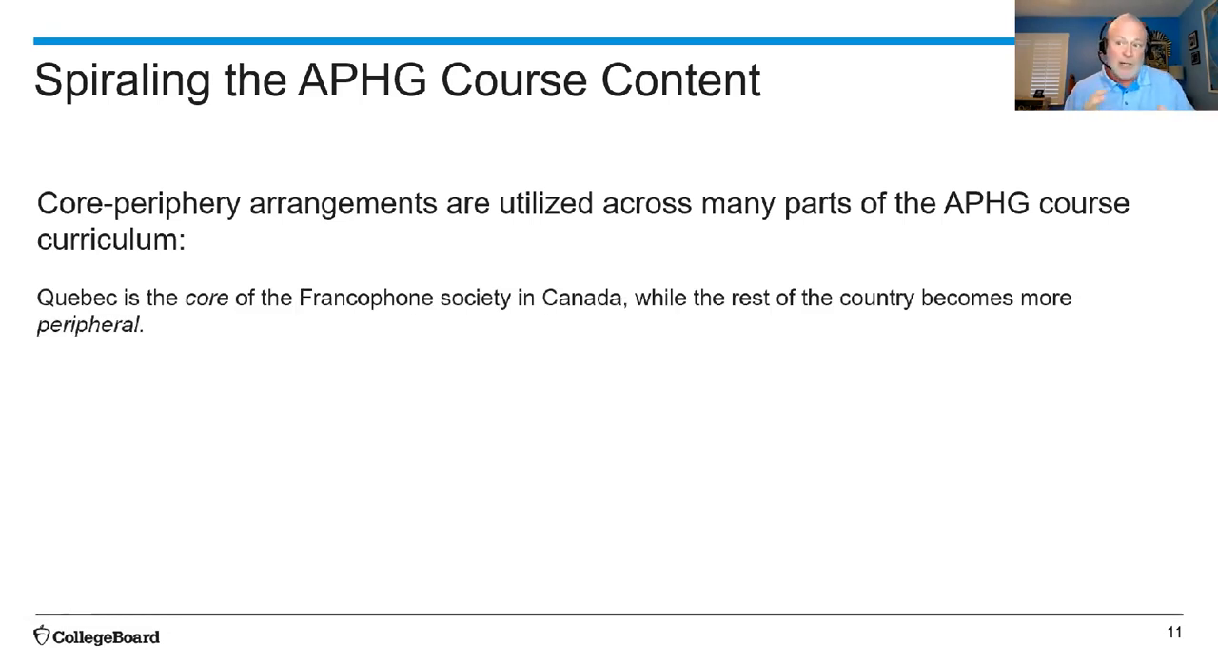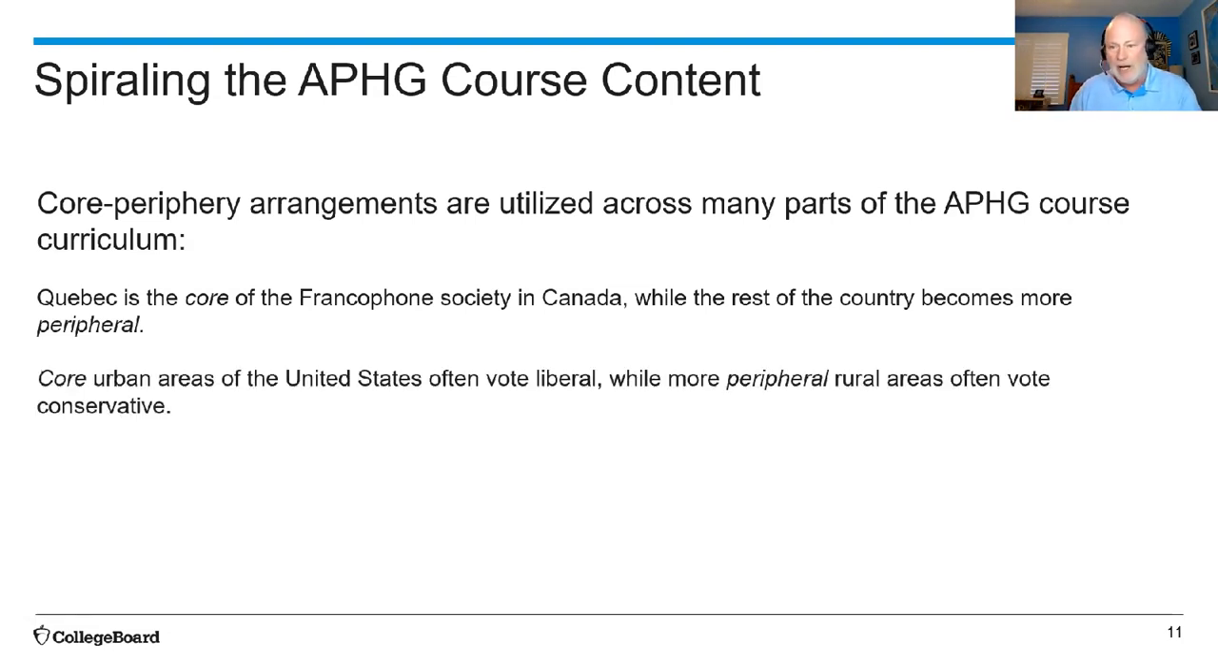You could talk in Unit 3 about cultural geography, and you could say, okay, the core of the Francophone society, the Quebecois people in Canada, that's going to be in the province of Quebec. Whereas the farther you get from that core area, the less French you're going to hear. It becomes more peripheral. You could talk about in the United States that core areas, the urban areas, tend to vote left, whereas more rural areas tend to vote right. They're more conservative Republican. Urban areas tend to be more Democratic and liberal. So we could look at that as a core periphery arrangement as well.